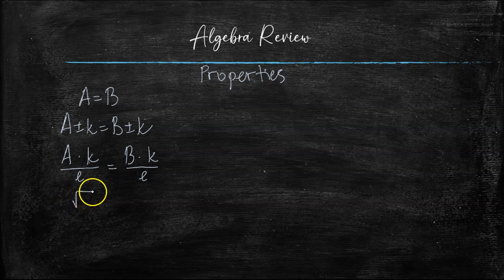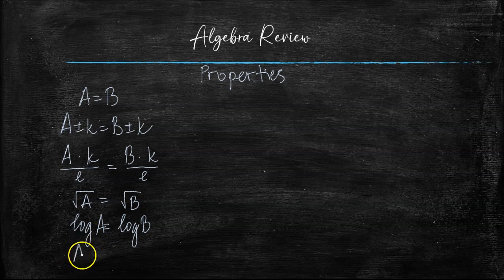For positive numbers, you can take the square root of both sides. So if both sides are positive, then you can take the square root. If both sides are positive, you can take a log of any base. If both sides are positive, you can raise both sides to an odd power. And the question is, why can't we raise it to an even power? What's going to happen? The solution set will be affected by that.